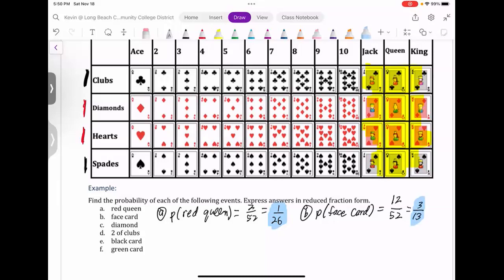All right, next up, part C. Probability it's a diamond. How many diamonds are there? There are a total of 13. Yeah, so that's all of the diamonds. And that's going to reduce to 1/4.